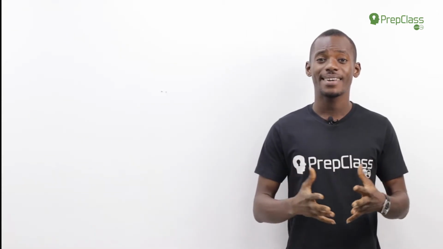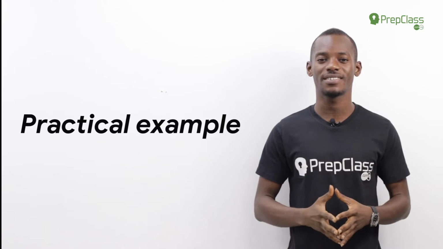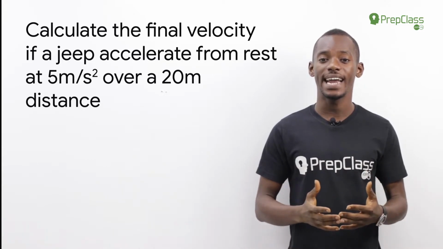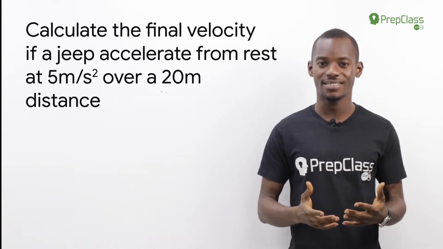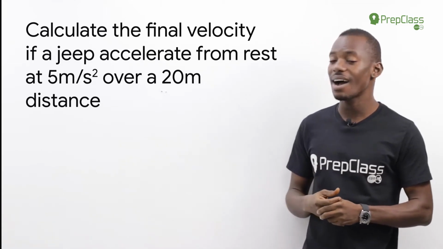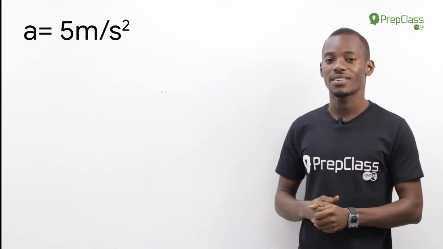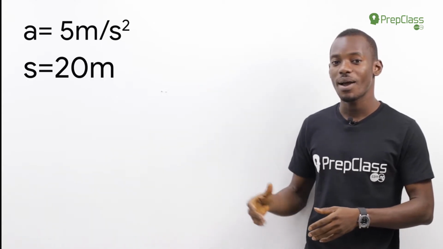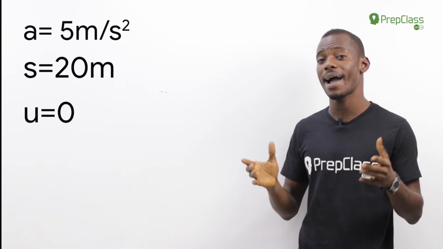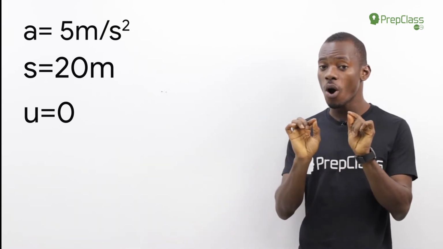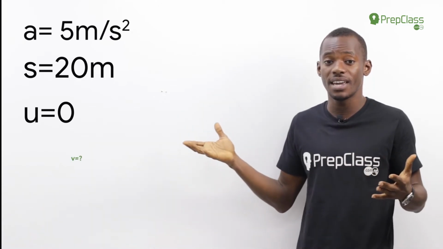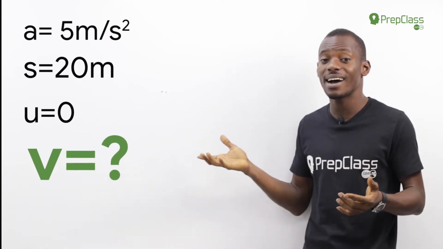Now, let's take a practical example that will help us to further demonstrate this. Calculate the final velocity if a jeep accelerates from rest at 5 meters per second squared over a 20-meter distance. In this question, we have our acceleration as 5 meters per second squared, and we have our distance as 20 meters, and we have our U, that's the initial velocity, as 0 because the question said from rest. Now, I'm to find my V, and of course, V is the final velocity.